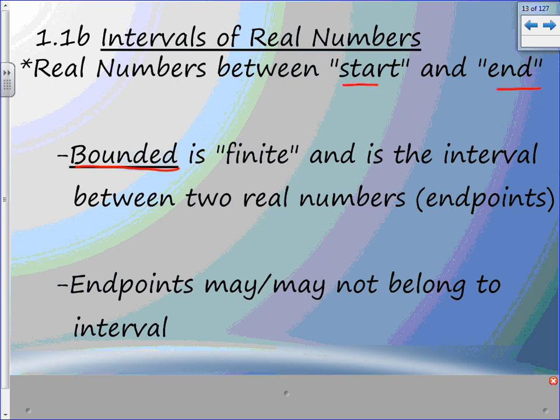And finite is kind of the opposite of infinite. That's what that means. So it's not going to go into the positive infinity, and it's not going to go down to the negative infinity. It's going to have boundaries. Having boundaries means it has endpoints.